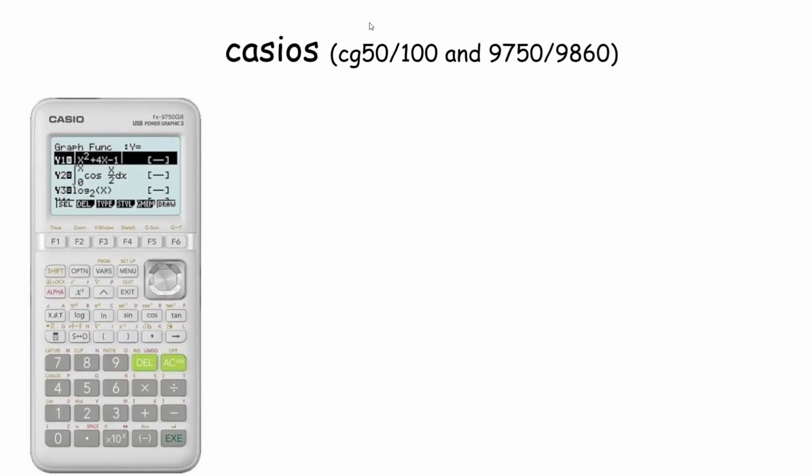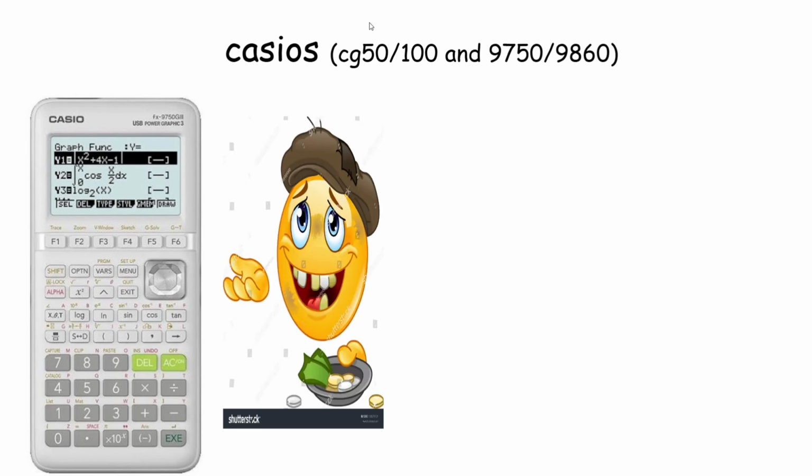Casios are also super popular. They're extremely user-friendly, especially if you've used their scientific calculators like the FX-991 before. Like the 9750 here is literally the exact same, but it can graph. It's probably the best budget calc for your exam.